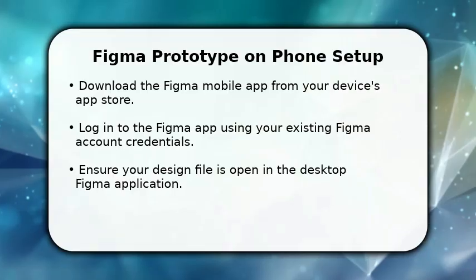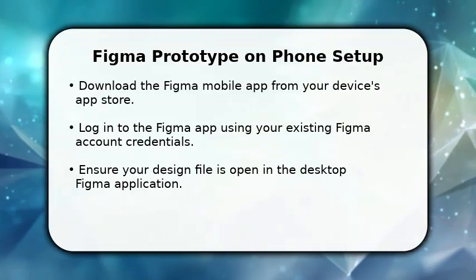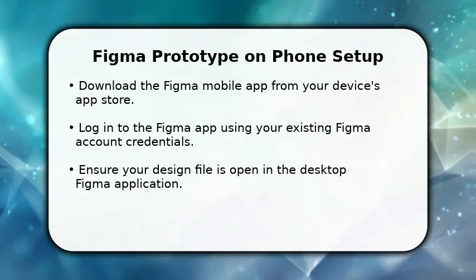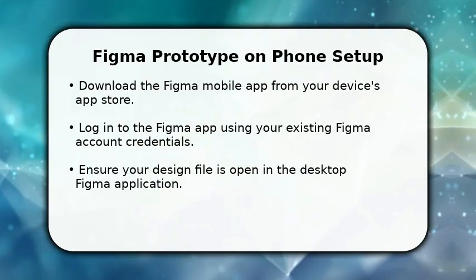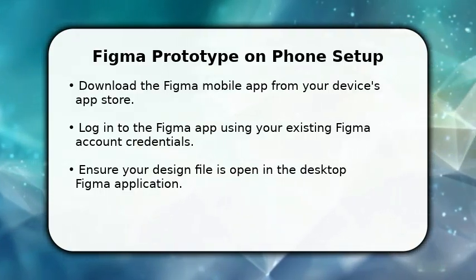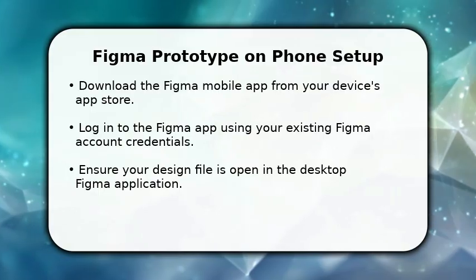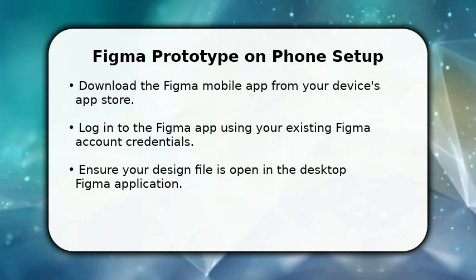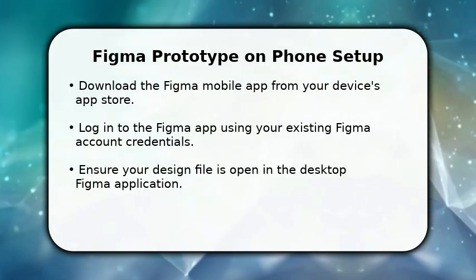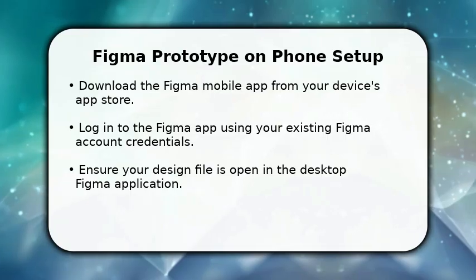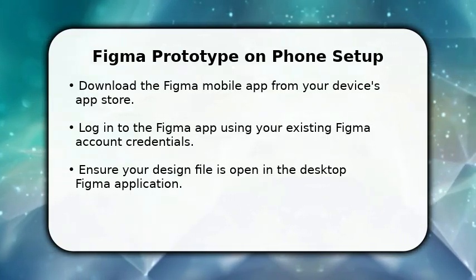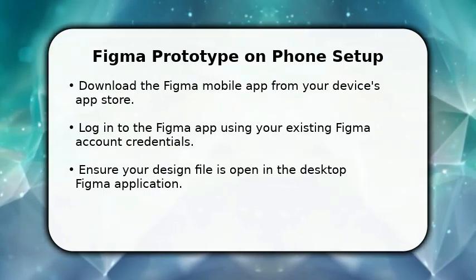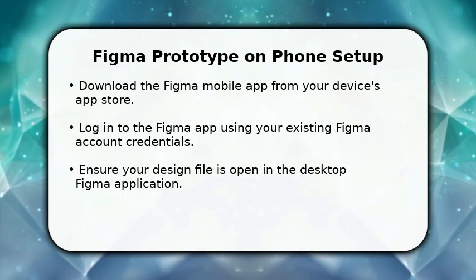Enjoy the video. In this video, I will explain how to use Figma prototypes on your phone. First, ensure you have the Figma mobile app installed on your device, available for both iOS and Android. Next, log into the app using your Figma account. It is crucial that your design file is open in the desktop Figma application. Finally, connect both your phone and computer to the same Wi-Fi network to enable the live preview feature. This setup takes less than 1 minute.